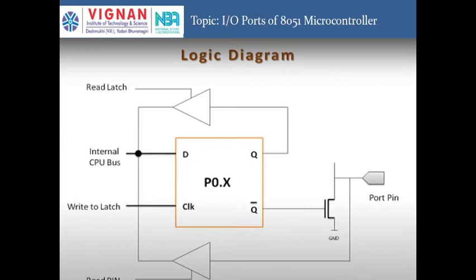So let us see how we can write onto this latch. Generally, as we know, these IO ports are used to communicate with external devices, either to read the data or write the data onto the devices. It can read or write. So now let us see how we can write onto the latch. First we will see that one.